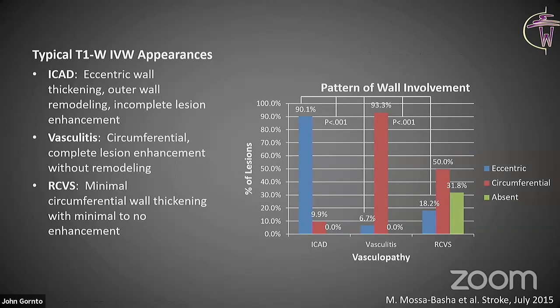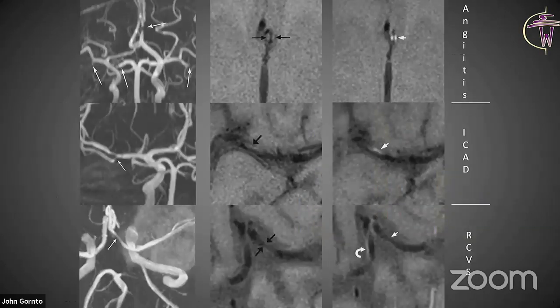And just to point out, as we mentioned, about 9 out of 10 atherosclerotic plaques were eccentric. Vasculitis, more than 9 out of 10 were concentric. While RCVS was kind of all over the place because that degree of wall thickening was minimal. And so for that reason, you'd get raters going in all directions in regards to its evaluation. And here's just that appearance. We see the top row is a patient with vasculitis.